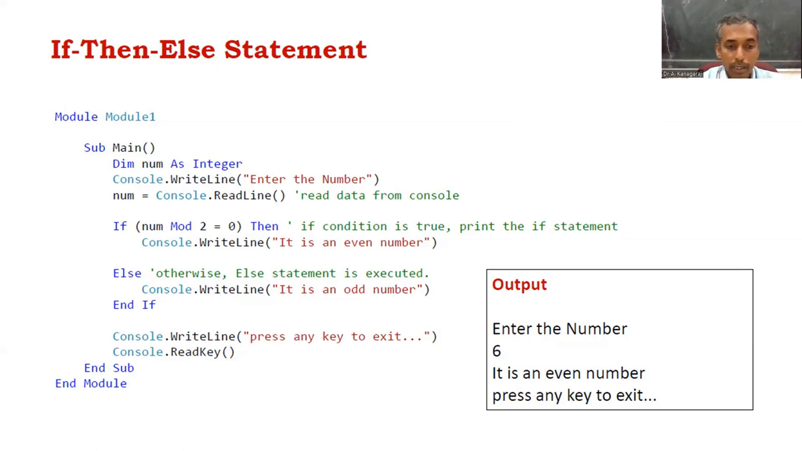So based on the condition, if it is true, the control will go to the true block, and all the code we have written inside the true block will get executed. If your given condition is not satisfied, the control will go to the false block. It will execute all the statements given in the false block, and it will exit from the If Then Else statement.